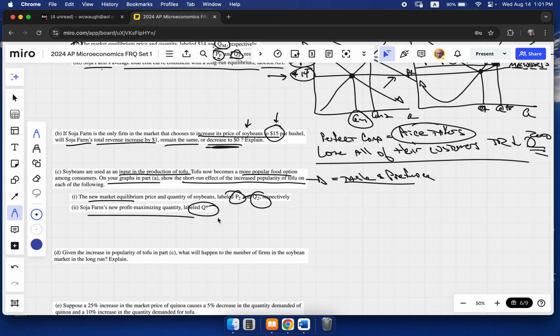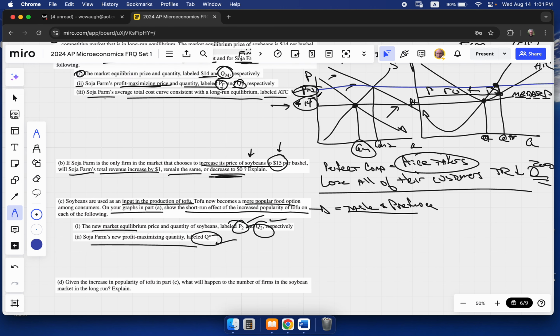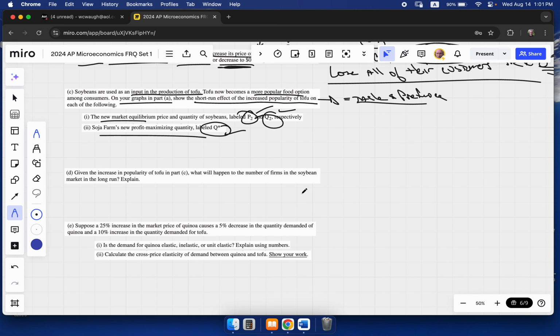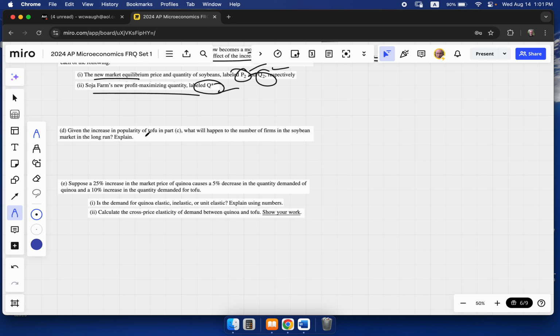All right. Q star, we got it. P star, Q2, P2. I think we're good. P2, Q2. You don't need the M, but we're cool. Given the increase in the popularity of tofu, what will happen to the number of firms in the soybean market in the long run? So I'm going to show it again to you because I think this is where the important part is.